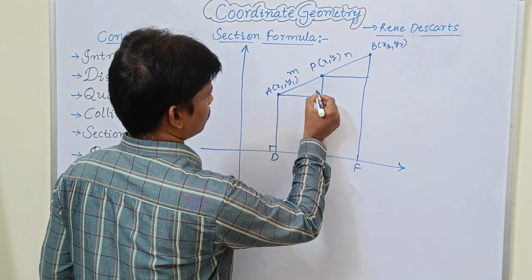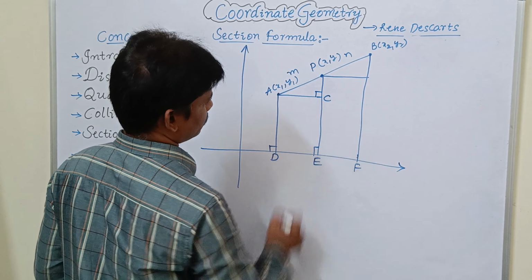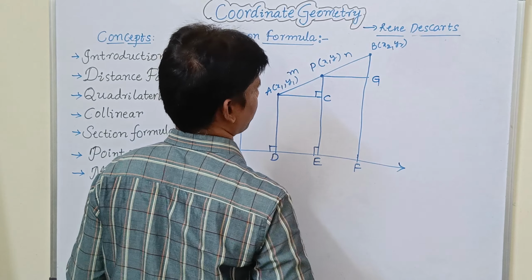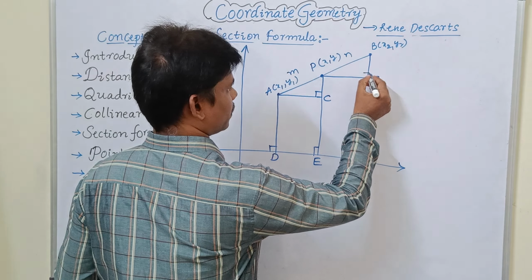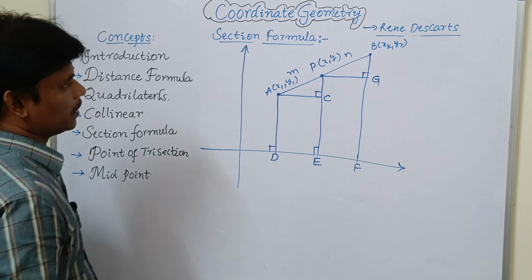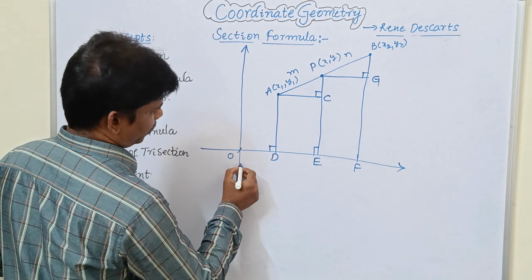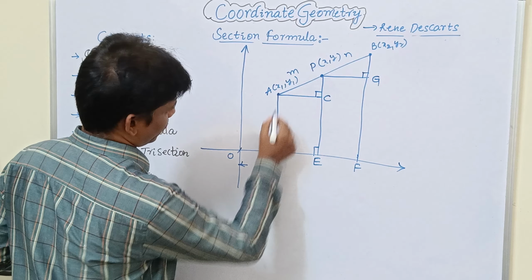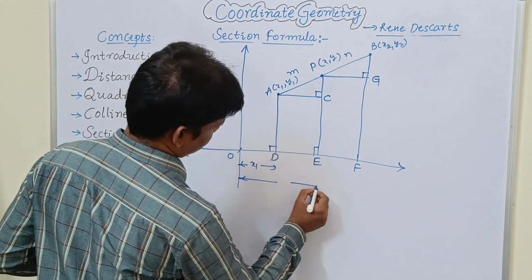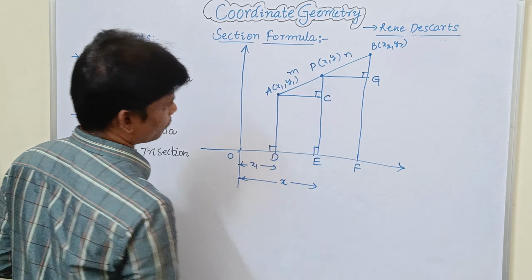Here also, take A, B, C. Consider this is C. This one is also perpendicular to B, F. See here, write the distance from origin O to D. This is x1. This distance, that is x.